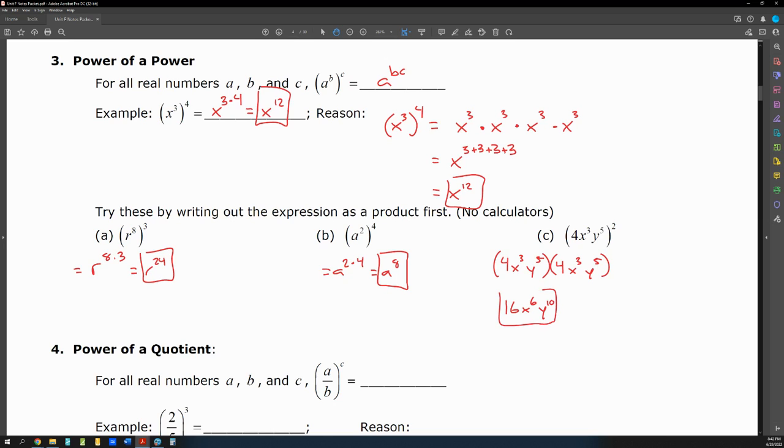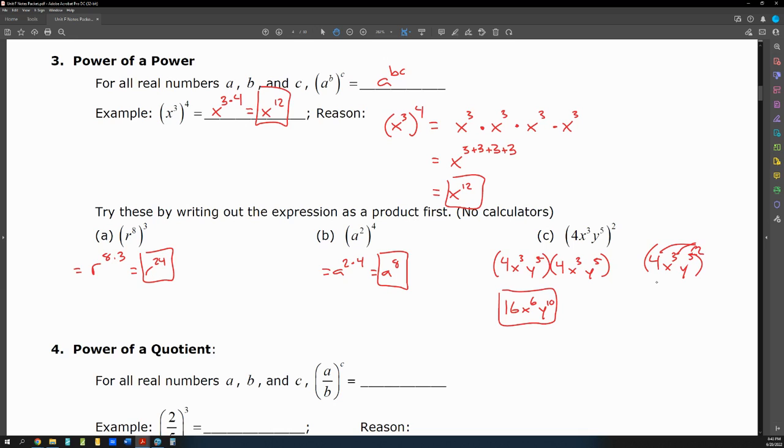And likewise, y to the 5th times y to the 5th, we add those exponents of like bases, we get y to the 10th. Another way you can do this is, I'm going to write it over here, 4x to the 3rd, y to the 5th, all squared. You can take that square and distribute it to every factor. Now, I caution against this. A lot of students forget to distribute the exponent to the coefficient. Remember, that's one of the factors too. So please remember to distribute the exponent to the coefficient as well.